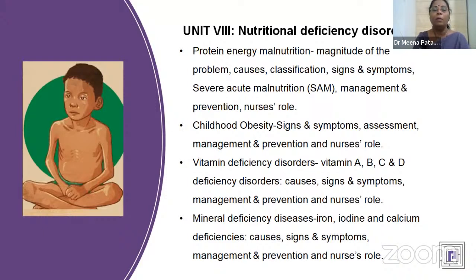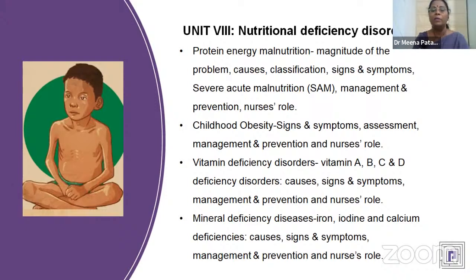Then moving on, childhood obesity. This is becoming very, very common in India now because of increased consumption of simple carbohydrates, what we call fast food, junk food, and also a lot of soft drinks, juices, because of the changing food habits of the population. So, what are the signs and symptoms? How to identify childhood obesity? How do you assess the obesity into different grades, its management and prevention, and the role of a nurse? Everywhere we end with the role of a nurse and how important it is.